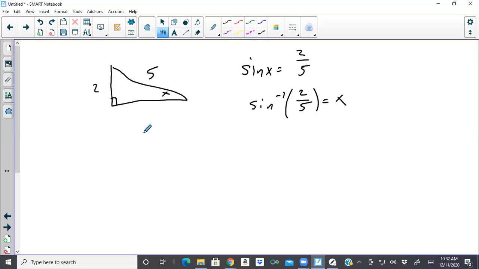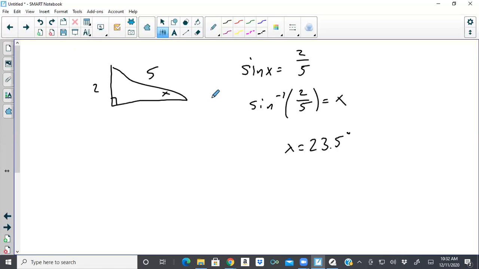Now remember, your calculator and your brain have to be thinking in the exact same mode. If I'm looking for a degree here, your calculator has to be in degree. So with your calculator in degree, you would type in sine inverse of 2/5, and then you would end up with x equals something like 23.5. So you would find that the value is 23.5 degrees, something close, okay? Now that is a very, very straightforward thing.